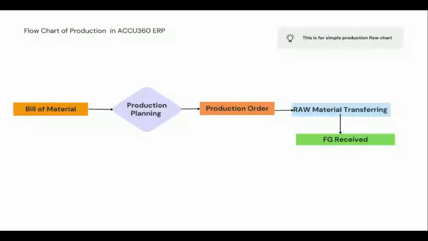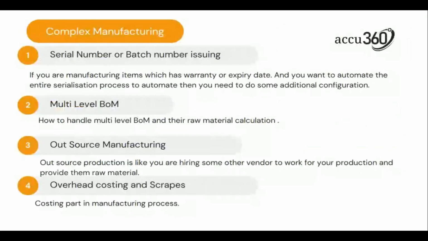Okay, and in the second video we will see how to handle items that need to be recorded or produced serial number wise or batch number wise. Serial number wise is like when you are producing mobiles, electric vehicles or anything where you need to maintain the serial number, and you want that serial number to generate automatically when you are receiving the finished goods.